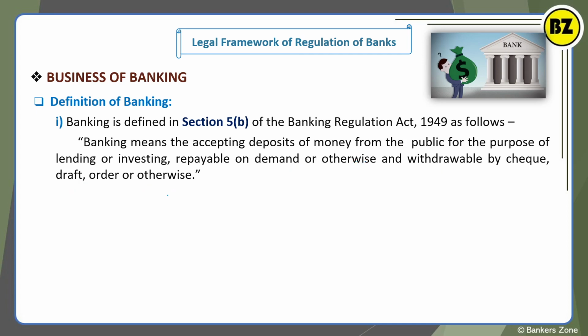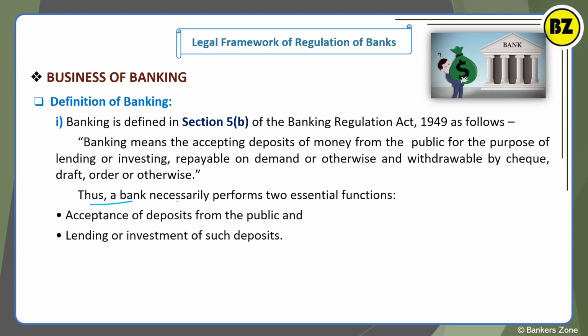Okay, now thus the bank necessarily performs two essential functions. So we can say the bank performs two functions. Okay, first is what? Simply accepting the deposit from the public, and lending or investing such deposits. That means first is taking money from the public, right, and the second is what? Giving that money as a loan to the public.